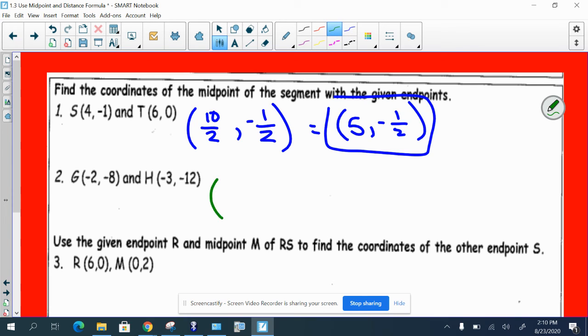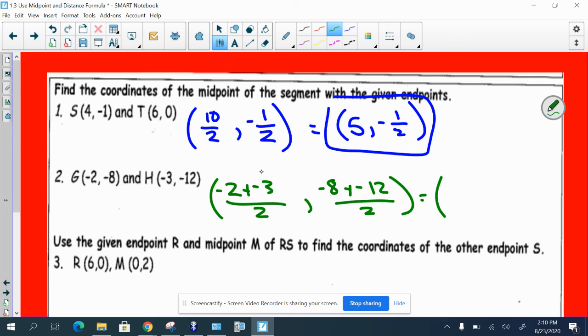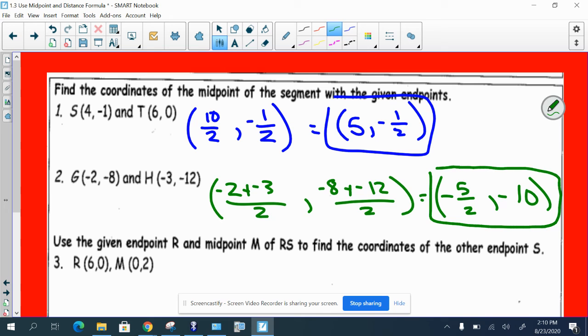For this one here, negative 2 plus negative 3 over 2, and negative 8 plus negative 12 over 2. Okay, be careful with negatives. When you're adding two negatives, you add them together. So this would be negative 5/2. And this would be negative 20/2, which would be negative 10. Okay, so those would be the midpoints for those two questions.